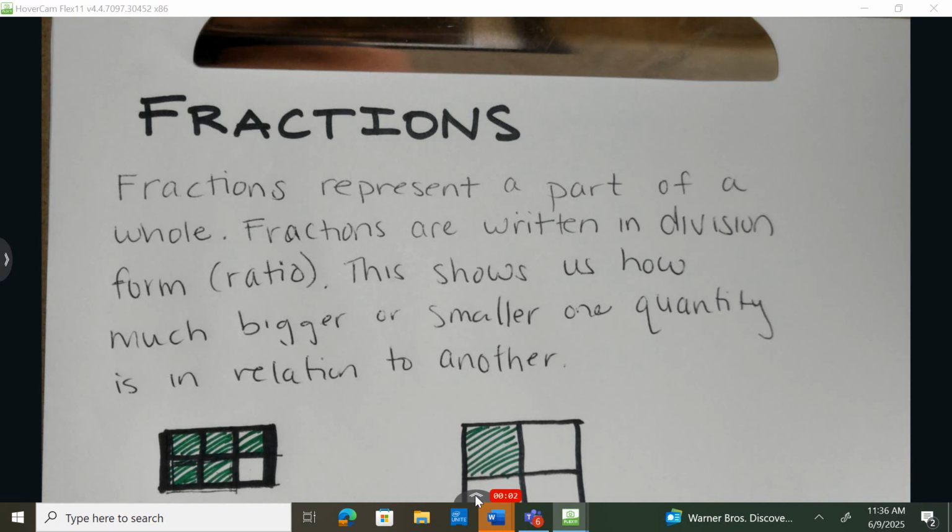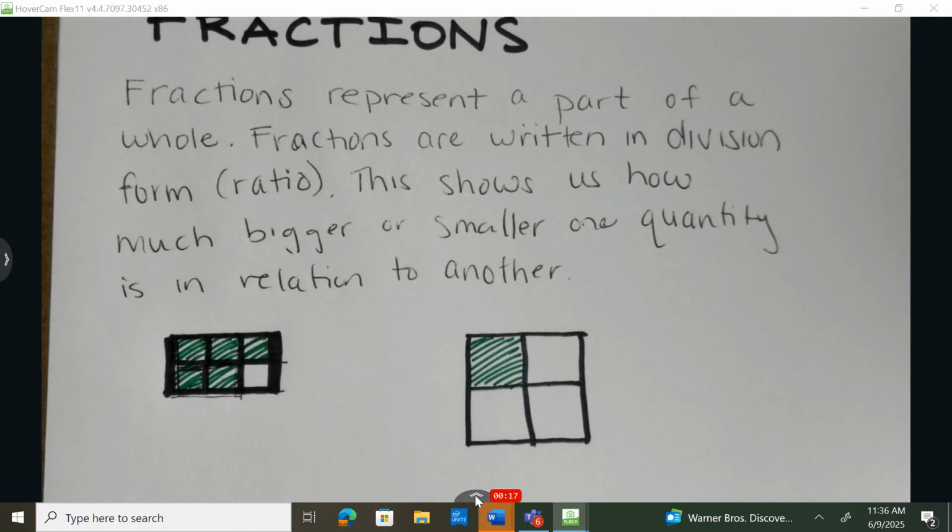Fractions. Fractions represent a part of a whole. Fractions are written in the division form using what is called a ratio. Now, ratios show us how much bigger or smaller one quantity is in relation to another.